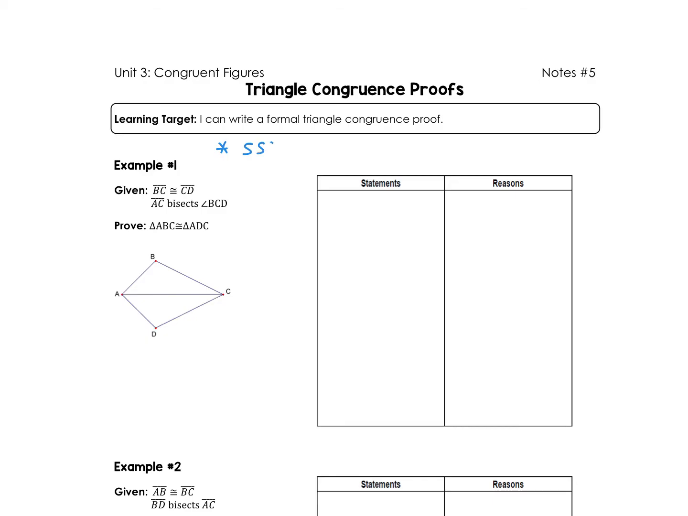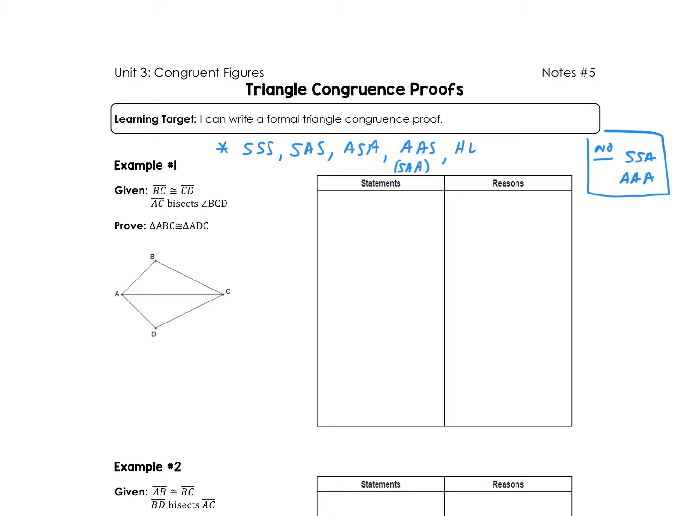And those are side, side, side; side, angle, side; angle, side, angle; angle, angle, side, also known as side, angle, angle; and hypotenuse leg, used only for right triangles. Remember, a couple of things that do not work would be side, side, angle, and angle, angle, angle. So just remember, we should not be giving these two as reasons for our triangles to be congruent.